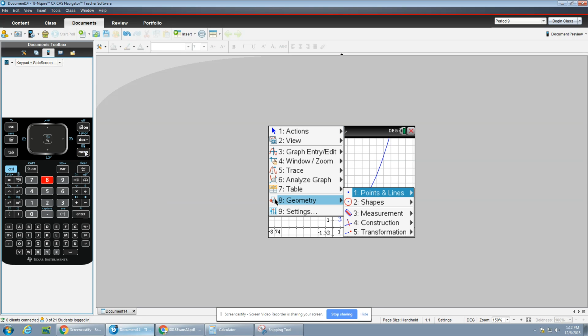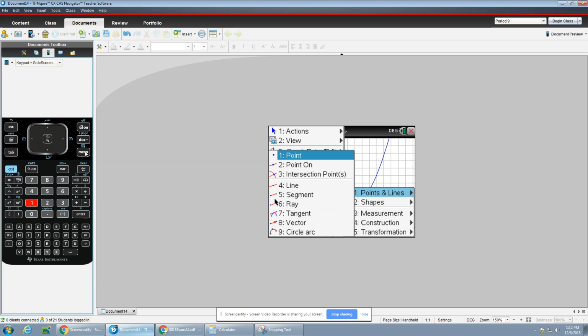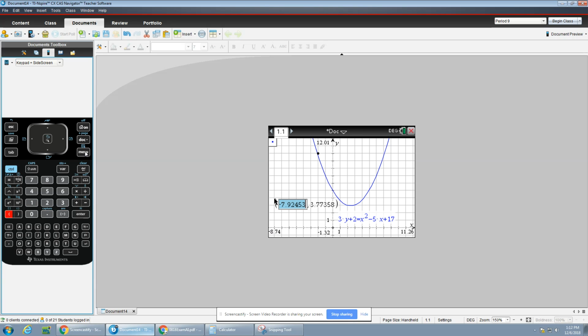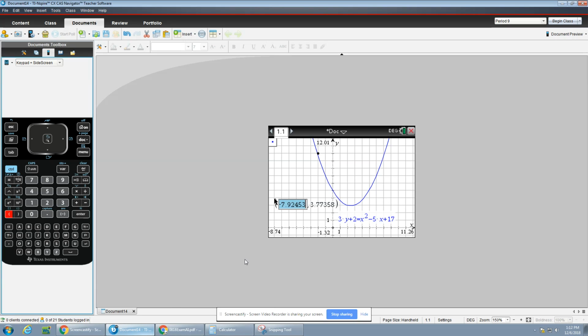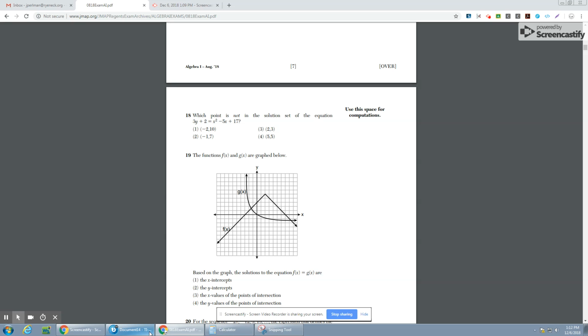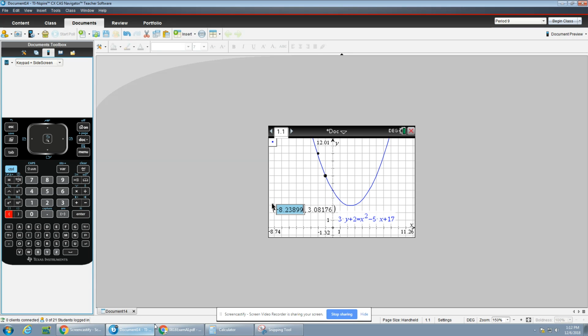If we go back into geometry, we pick point, select point again, we can try the next choice, which is -1, 7. And you just heard the bell ring, so just ignore that, please. You see -1, 7 is actually on the graph. So again, I'm thinking my first choice doesn't work, but keep going. 2, 3. So open a parenthesis, 2, enter 3. That's clearly on the graph.